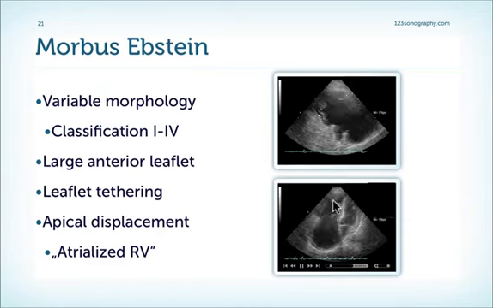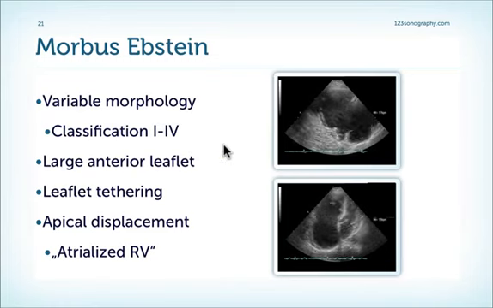Here we see the same patient from an apical view. Again, apical displacement of the valve, long anterior leaflet, short septal leaflet, and a large functional right atrium. Be aware that the morphology can vary in patients with morbus Epstein, and there's actually a classification which helps us classify the different types of morbus Epstein, and which are also important for the surgeons to determine if and how these valves can be replaced or repaired.